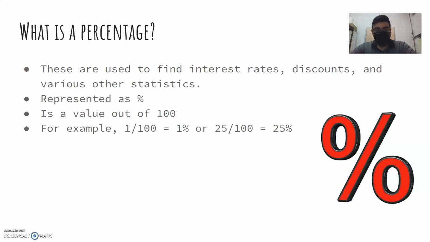So what is a percentage? These are used to find different things such as interest rates, discounts, and various other statistics, such as your grades. It has to have that percentage sign too. So a percentage is a value out of 100. So for example, 1 over 100 is 1%, or 25 over 100 is 25%.